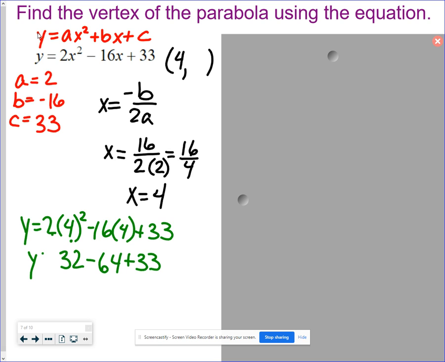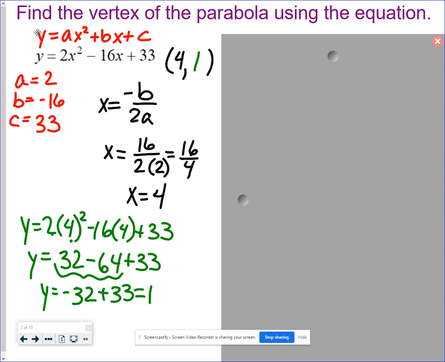I was just double checking my numbers there. 4 squared is 16 times 2 is 32. So 32 minus 64, just doing this part, I would get negative 32. Plus 33 is going to be equal to 1. So without having to see a graph, I can find my vertex.